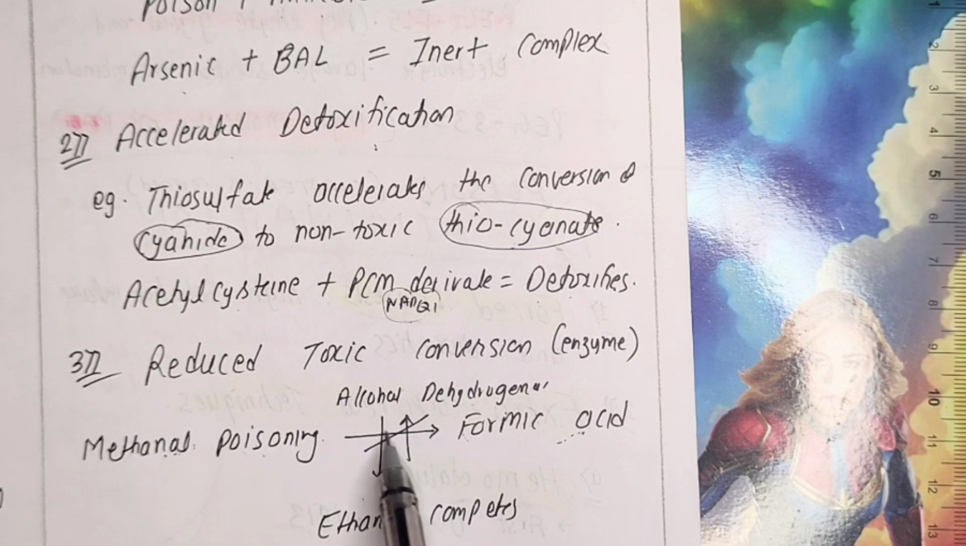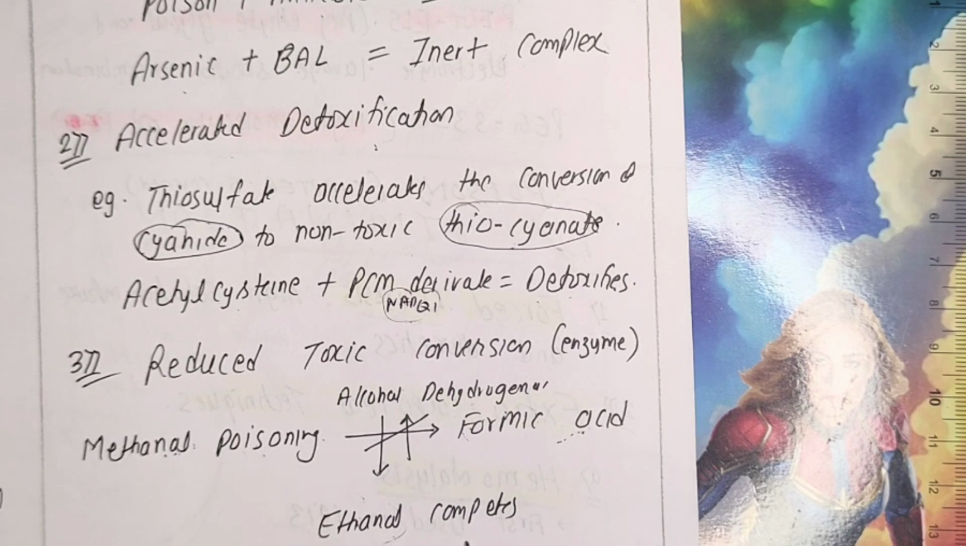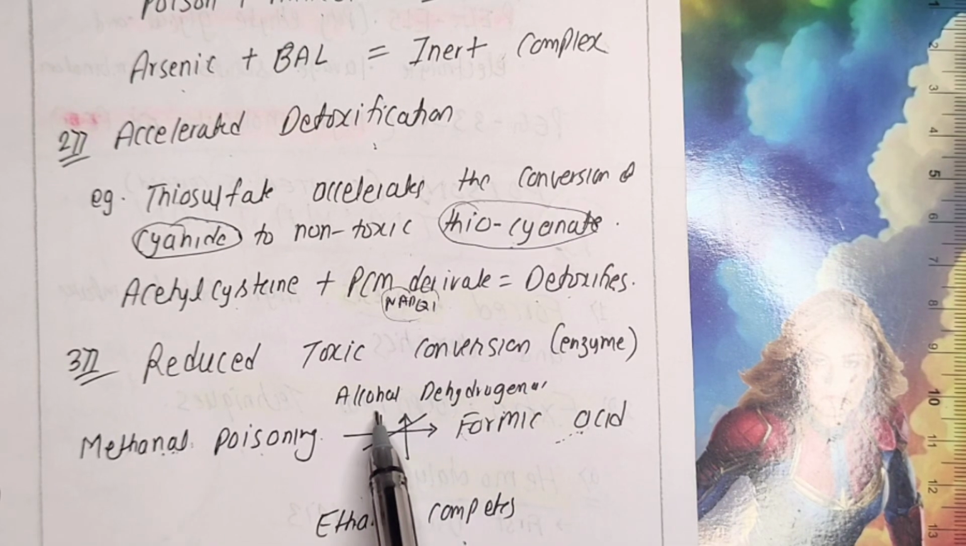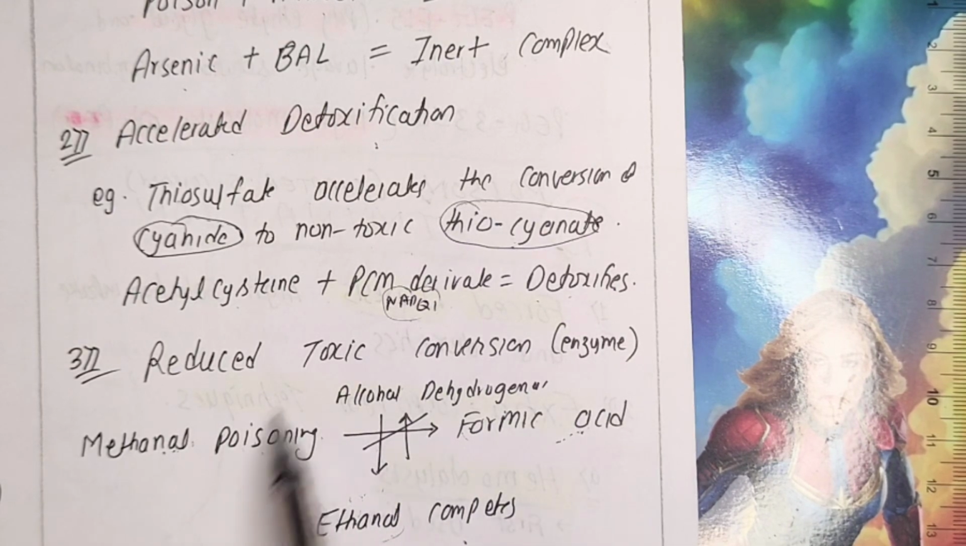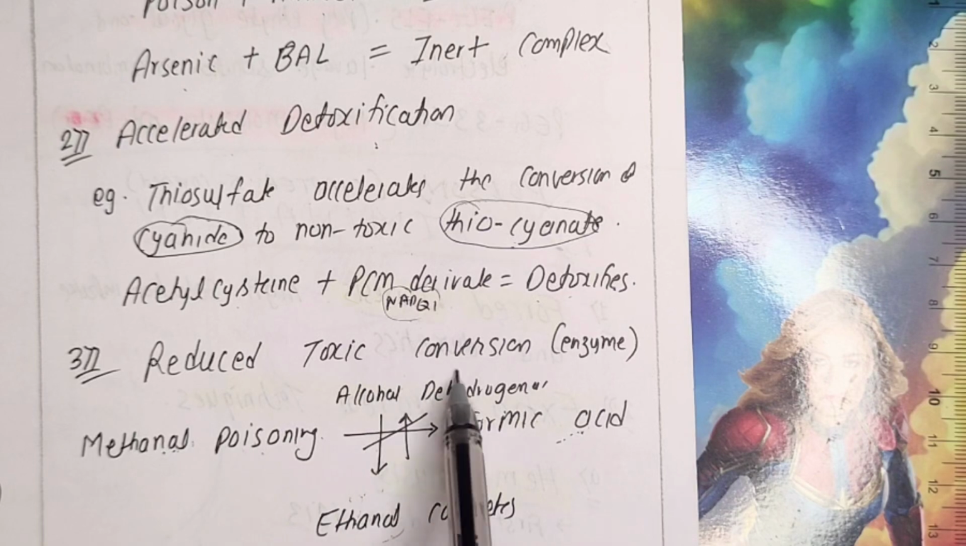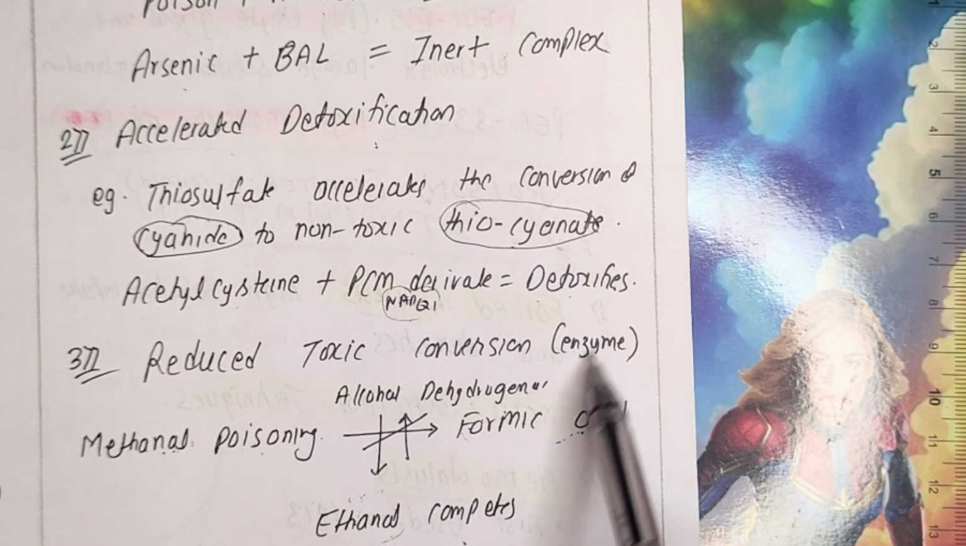Now instead of alcohol dehydrogenase acting on methanol, it will go for ethanol metabolism. Meantime, this alcohol dehydrogenase is not available for the metabolism of methanol. Now it is making a complex with ethanol. The toxic conversion is not happening anymore. So this mechanism is known as reduced toxic conversion, which basically occurs in the presence of an enzyme.